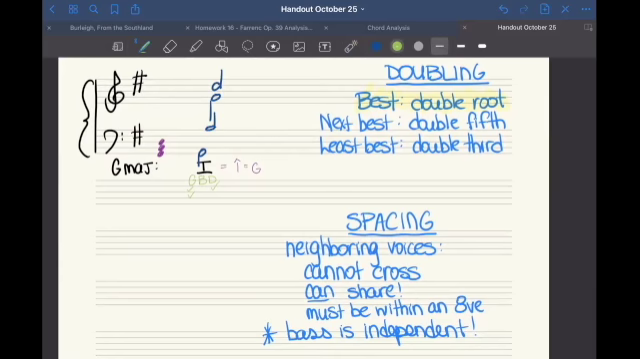Now, if you notice, my tenor and my bass are more than an octave apart, but this is the beauty of the bass being independent. Nobody cares about it. It's fine. I'm going to look at my soprano and alto. They are within an octave of one another and they're not crossing. And then my alto and tenor. They too are within an octave of one another and they're not crossing each other. So we're all good. We have two roots, a third and a fifth. All of our spacing rules are okay. So we have successfully composed a one chord in G major.